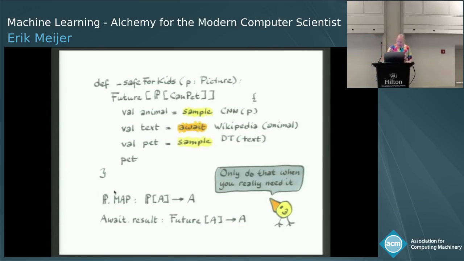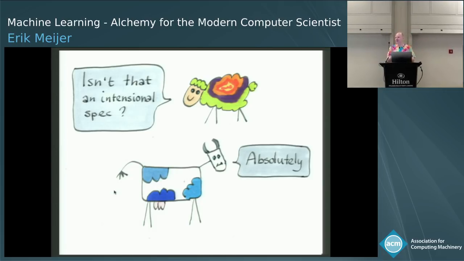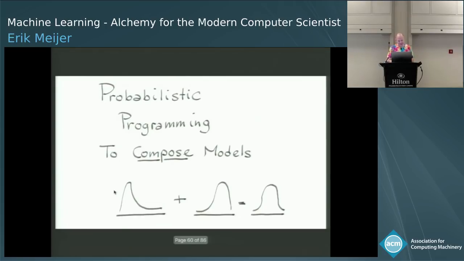So now, of course, you can say I'm back to writing code, or specifying complex things, using probability distributions. But that's it.